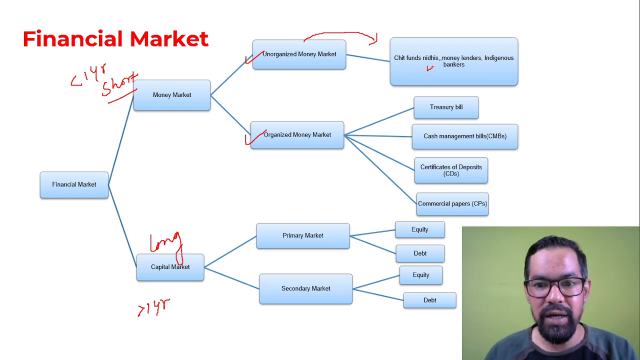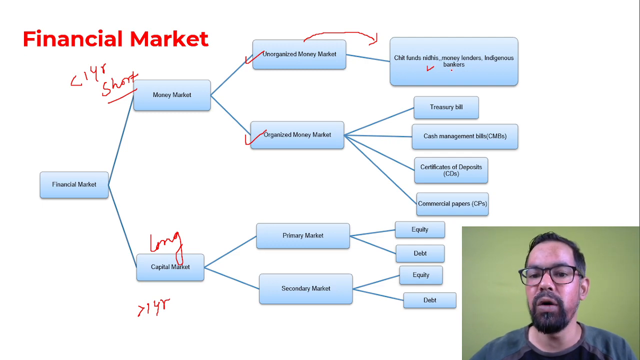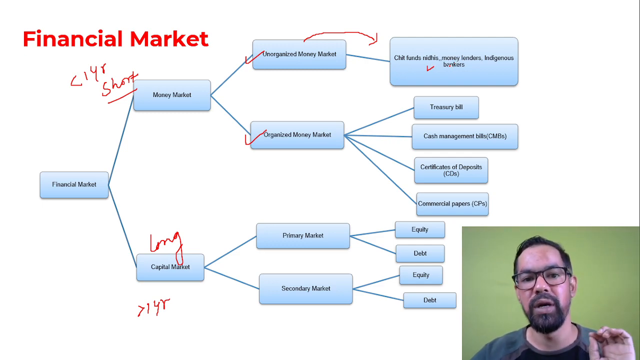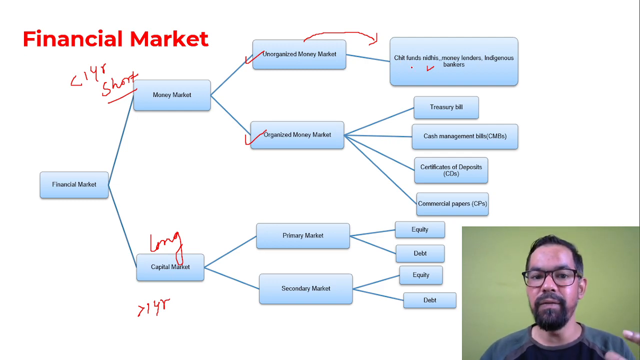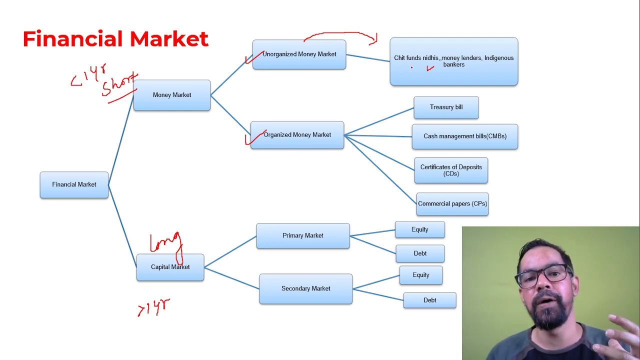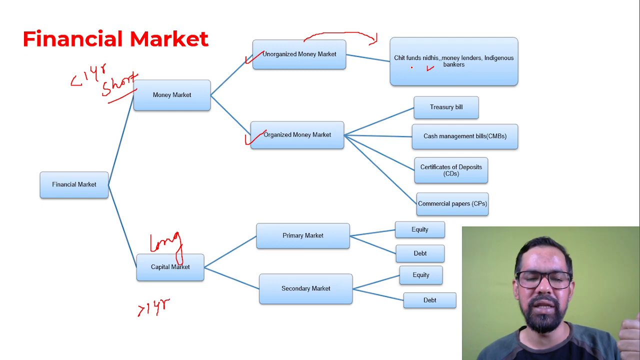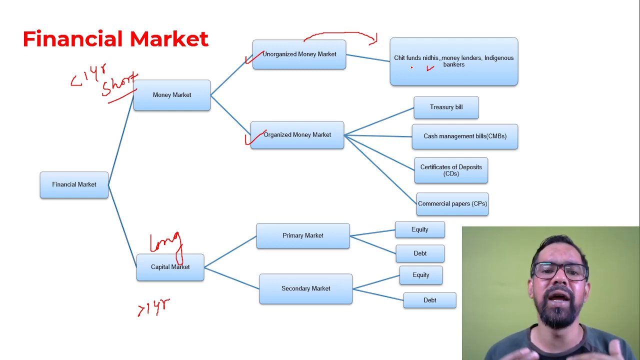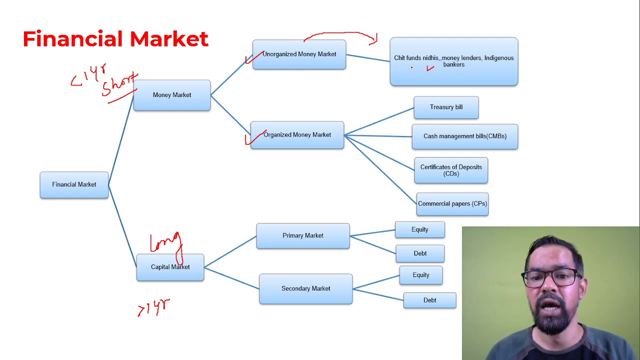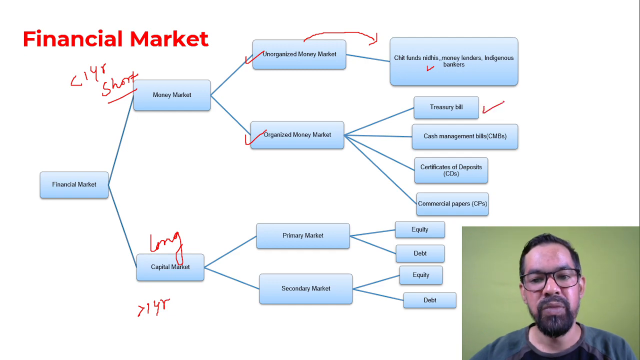So we have money lenders, we have indigenous bankers. These are examples of the unorganized market in the case of the money market, right? Unorganized money market. Now the organized money market, which means for this one we have a certain set of guidelines. These guidelines are generally issued by the RBI or the Government of India or the relevant regulatory authority. It can be SEBI or any other institution as well. Correct. So in the case of the organized market, we have treasury bills.